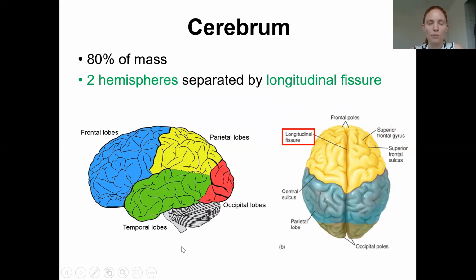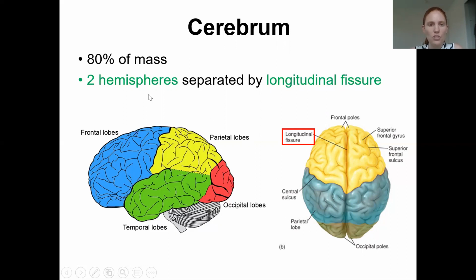Let's look at the cerebrum. Most of the brain is the cerebrum. It takes about 80% of the total space. So usually when you have a visual image of the brain in your mind, what you're really thinking about is the cerebrum. The cerebrum has 2 hemispheres, a right side and a left side. A deep groove running down the middle of the 2 hemispheres is called the longitudinal fissure. Longitudinal means lengthwise. So it's the deep groove running lengthwise for the cerebrum, and that divides the right and the left cerebral hemispheres.